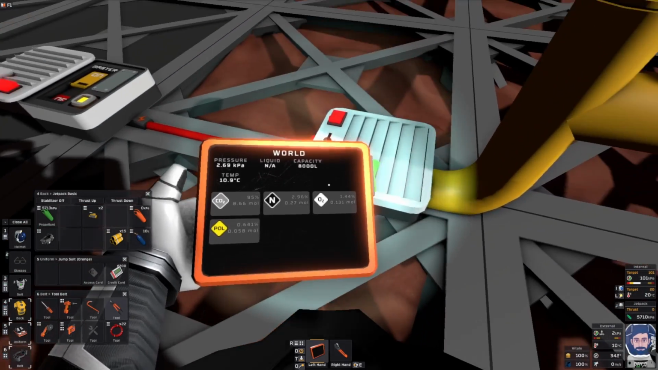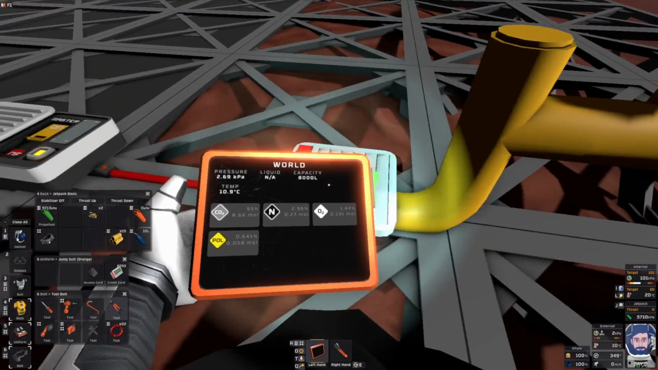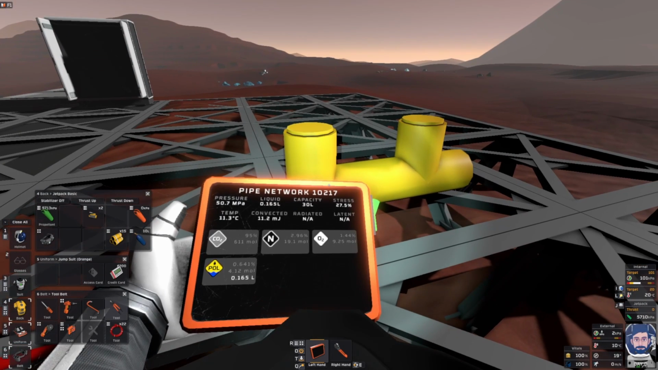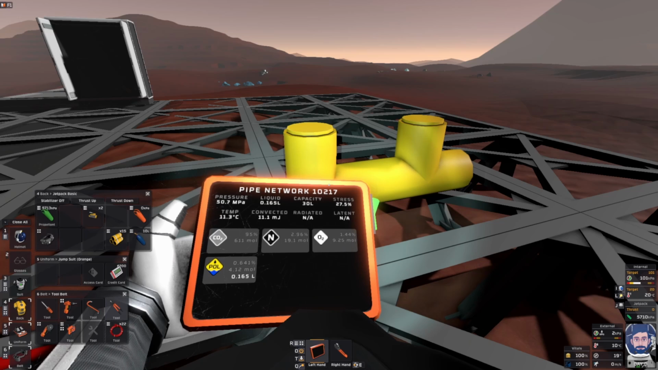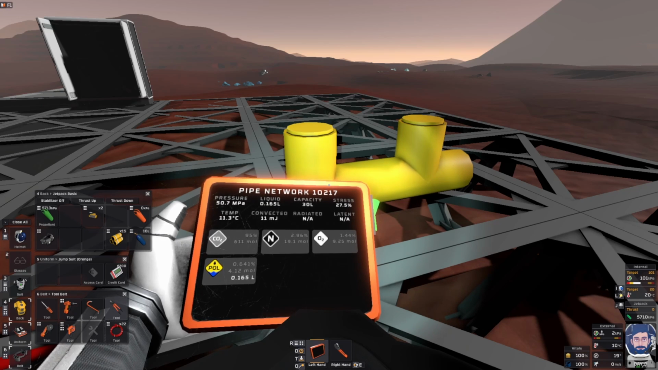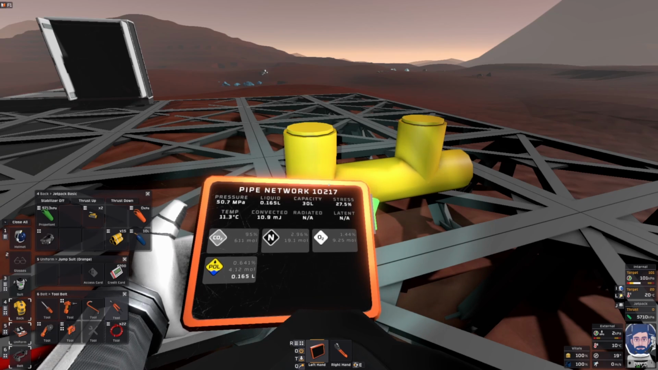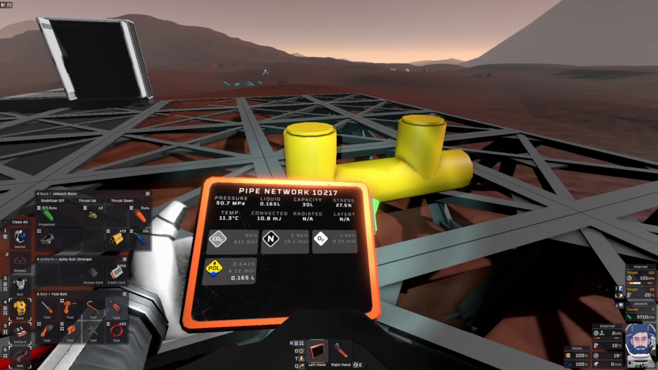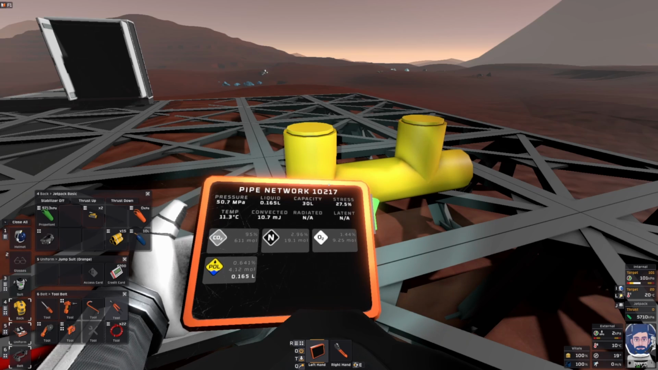As you can see, I left this vent to pump gas inward. However, the pressure stopped at 50.7 megapascals. That is due to the fact that the active vent has an internal safety limiter, which prevents it from pumping to a higher pressure than 50.7 megapascals in its pipe network. That helps it not explode your pipe networks, because the limit of pressure for the pipes is 60 megapascals.